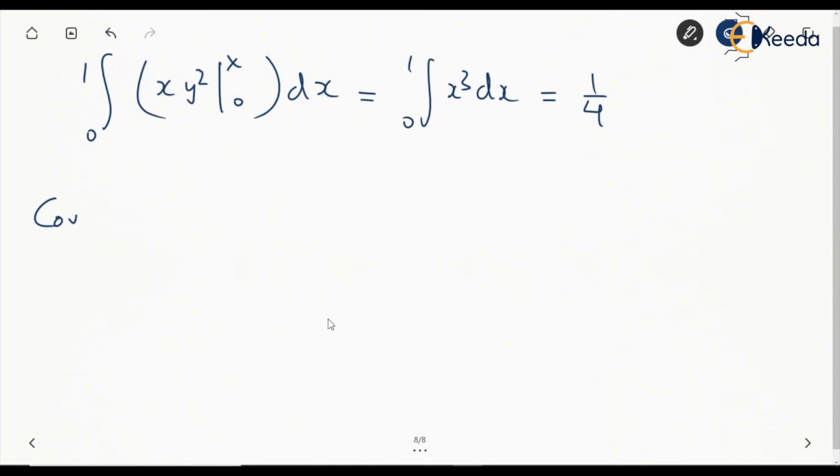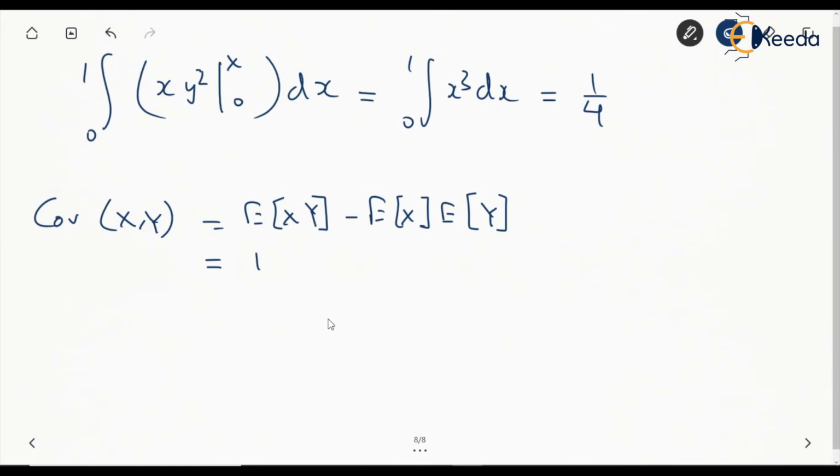Now we can check the covariance first. This is expected value of xy minus expected value of x and expected value of y. We have found all the expressions. This is 1 by 4 minus the expected values of x and y, which were 2 by 3 into 1 by 3. So this is 2 by 9. The final value is 1 by 36, since 9 and 4 to 8. So 1 by 36.